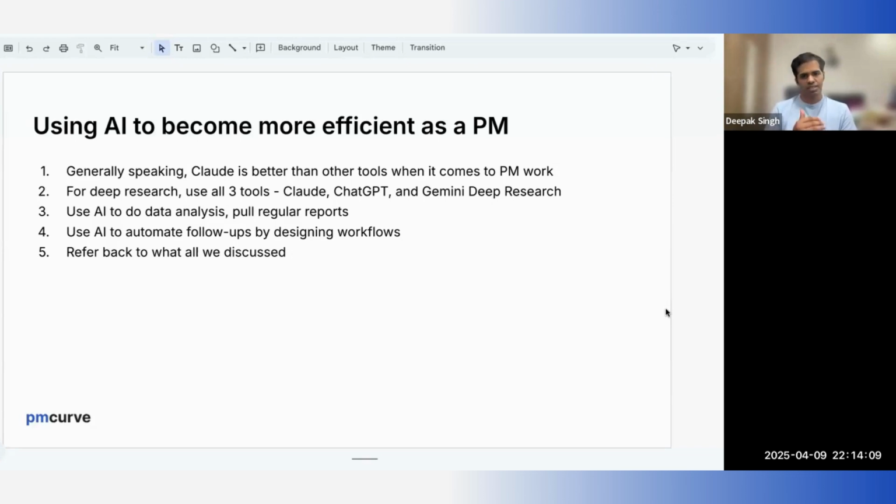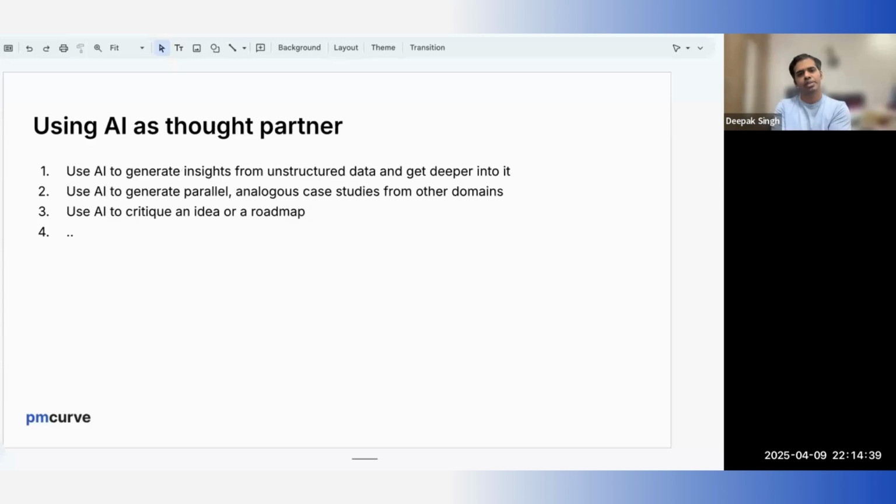So design workflows using tools like n8n and others. If you are a little bit technically oriented, you can also use MCP, but use AI to automate follow-ups. And finally, refer back to the other things that we discussed, like how do you use AI to become more efficient in experimentation, in data, in designing features, designing strategy, and so on. If you do this much, I think you'll be good to become a more efficient PM.